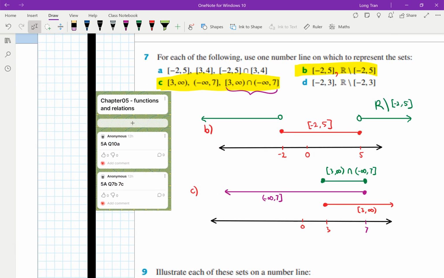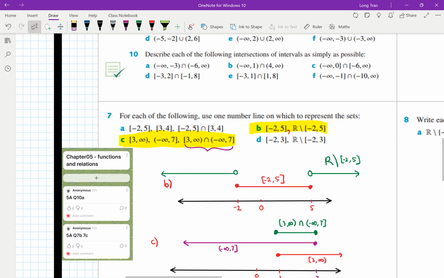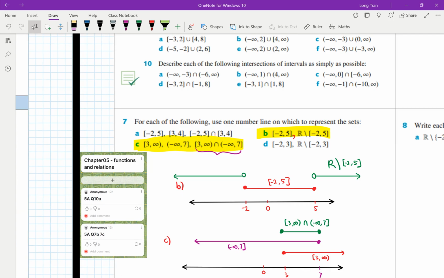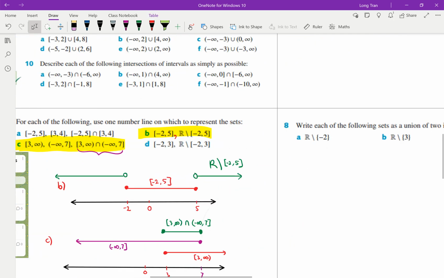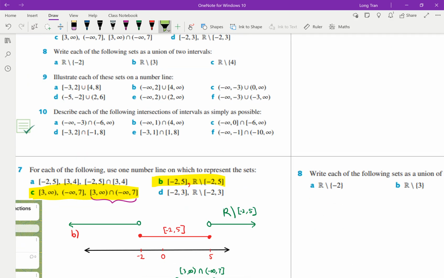Okay. I'm just thinking what's in 10. So there's 10A here as well. Let's see if I can do 10A. I'm going to do it on this side probably. Yeah, all right. 10A, let's have a look at 10A. So 10A says the same thing. Describe each of the following intersections of intervals as simply as possible.